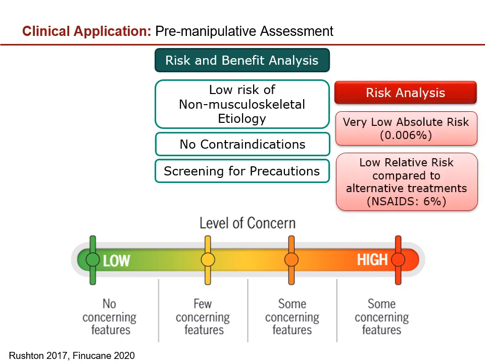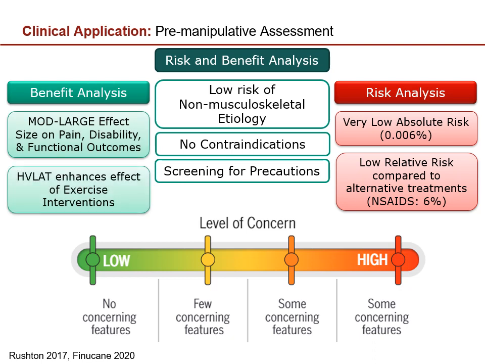So on the risk side, you're looking at the relative risks of this individual. If they have low or few concerning elements, then their absolute risk of having an adverse event with manipulative therapy at the hand of a skilled and confident provider is quite low. And the relative risk is also low compared to other alternative treatments often provided for musculoskeletal and or spinal based pains, such as NSAIDs, where the adverse events are as high as 6%, considering weighing out the risks of this individual.